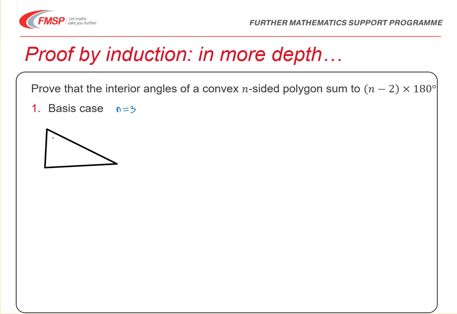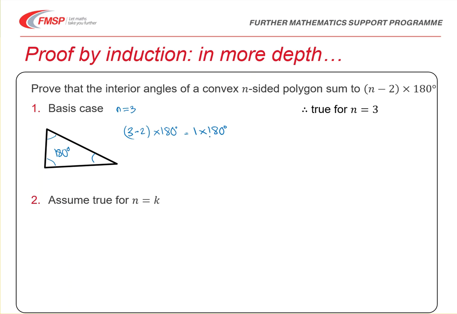In the case where n is equal to 3, we know that the angle sum there is 180 degrees. And if we look at our proposition, we can look at 3 minus 2 times 180 degrees, which makes one lot of 180 degrees, and we've proved our basis case. We've proved that it's true for n equals 3.